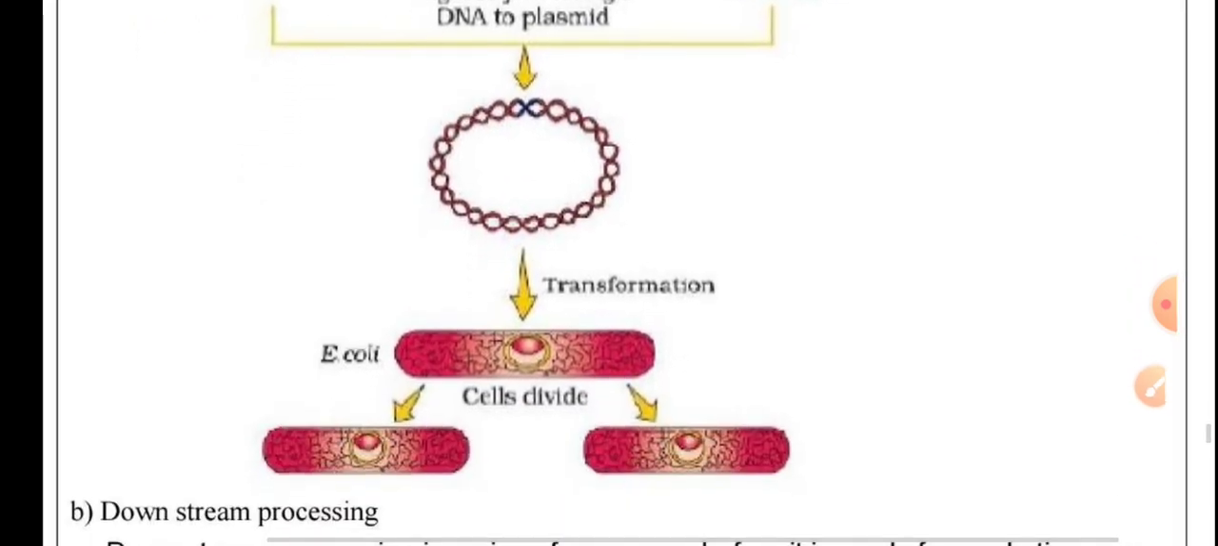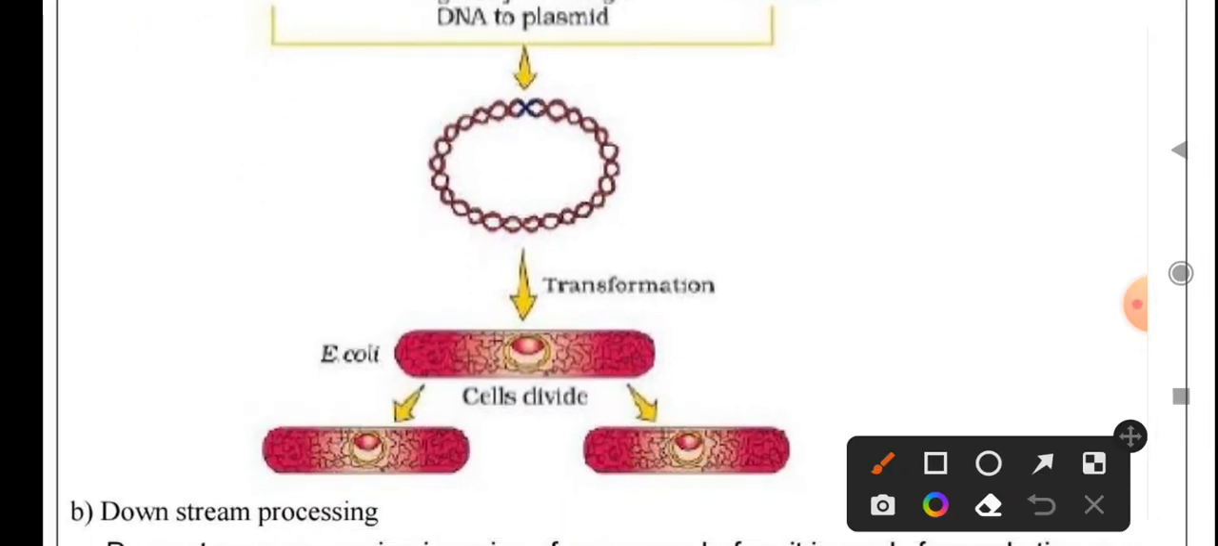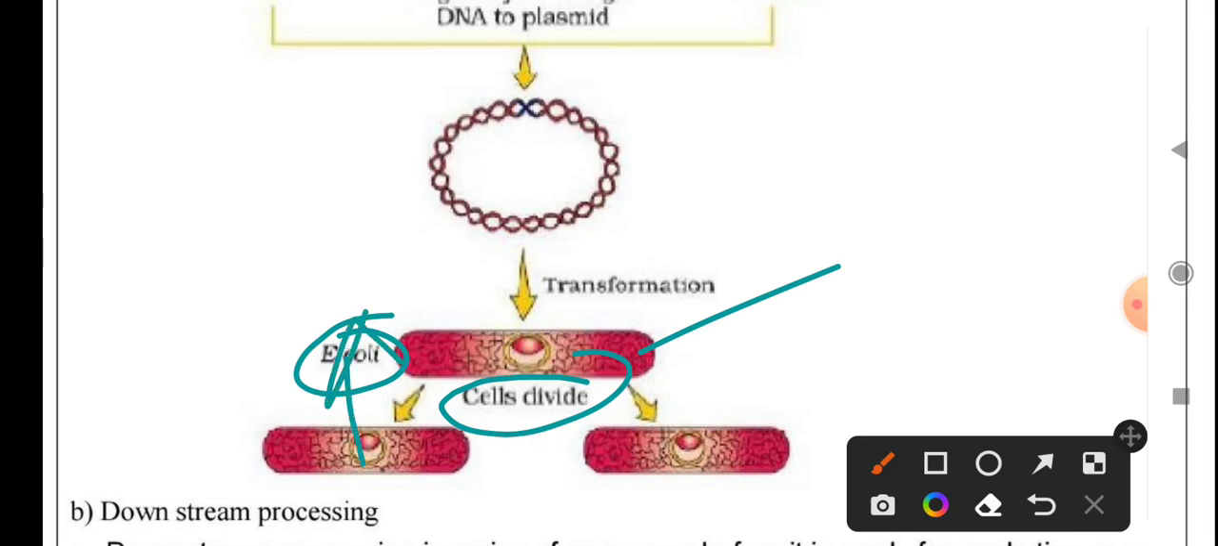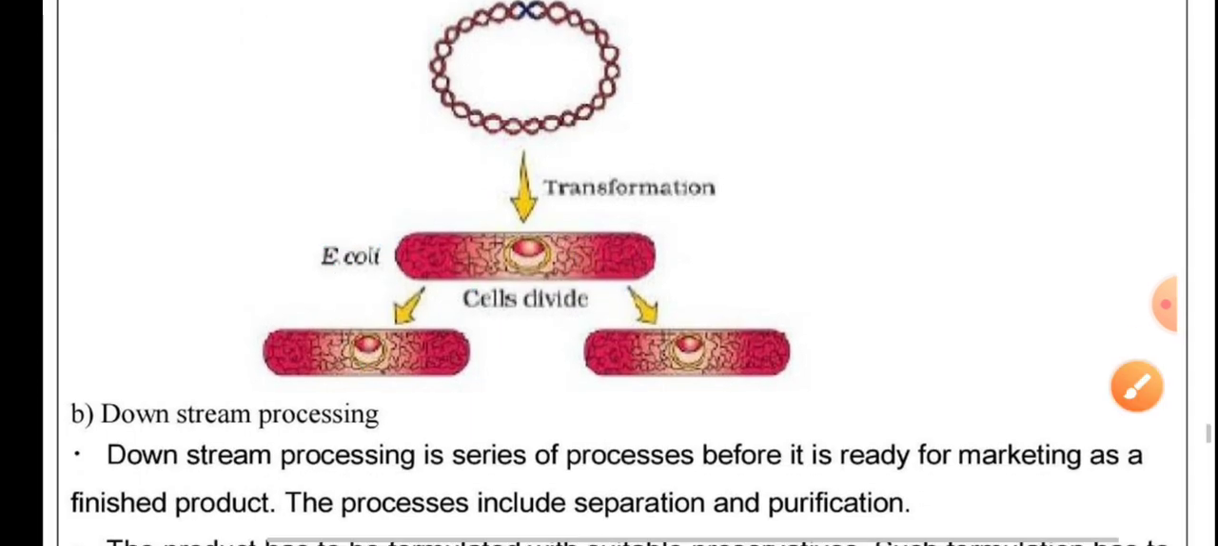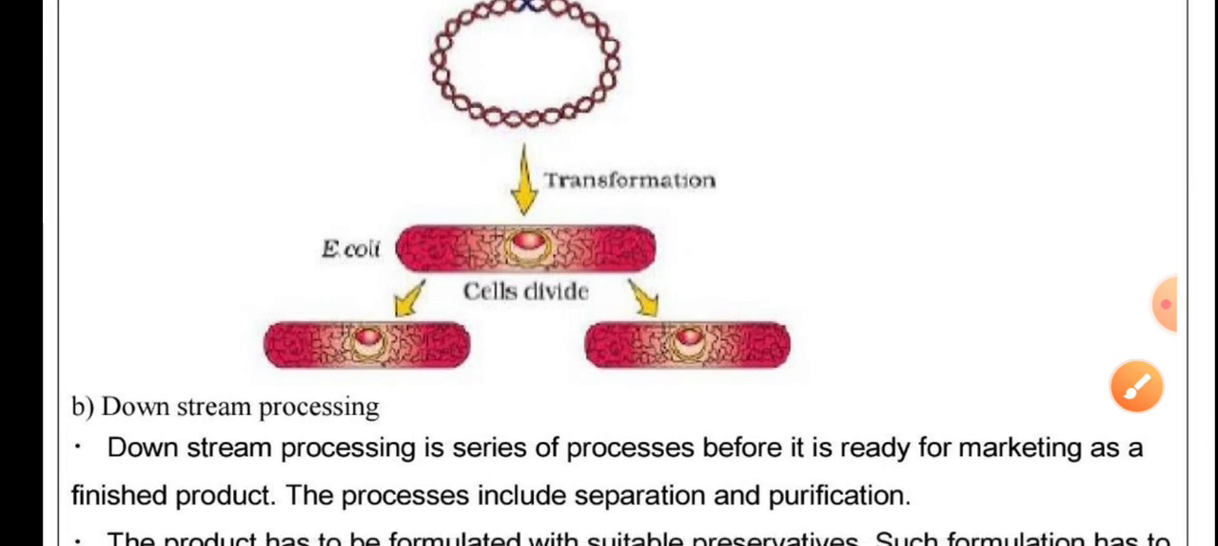Then after this, transformation, E. coli bacteria is found. E. coli bacteria undergo cell division. After cell division, whatever DNA is found inside the E. coli bacteria body, that's the recombinant DNA technology's DNA.